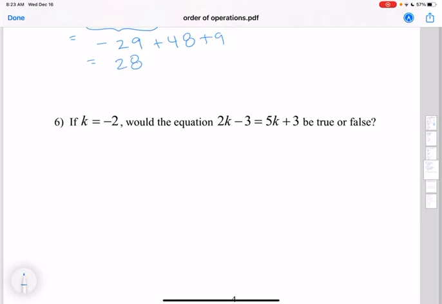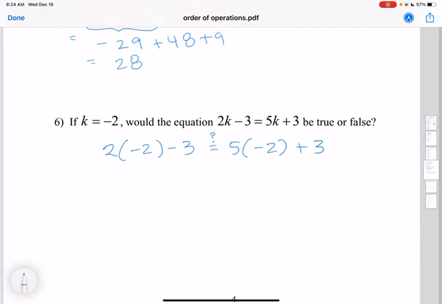And this one you didn't try yet. So let's see, what does this one say? If k equals -2, would the equation 2k minus 3 equals 5k plus 3 be true or false? So to set this one up, let's go ahead and plug in that -2. So 2 times -2 minus 3 equals 5 times -2 plus 3. So we actually don't know right now if that equal sign is true. So when we don't know, we put a little question mark over it.